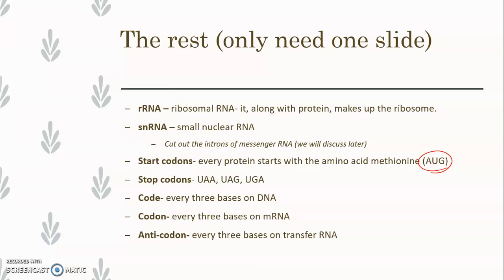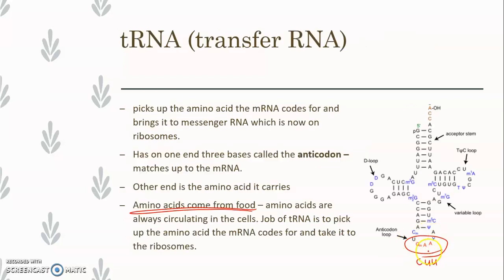Okay, so the code is every 3 bases on the DNA, the codon is every 3 bases on the mRNA, and then the anticodon is the 3 bases on the tRNA. So remember, the anticodon is this guy over here, 3 bases on the tRNA.